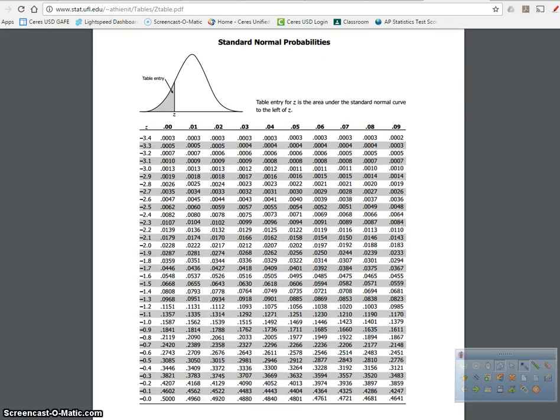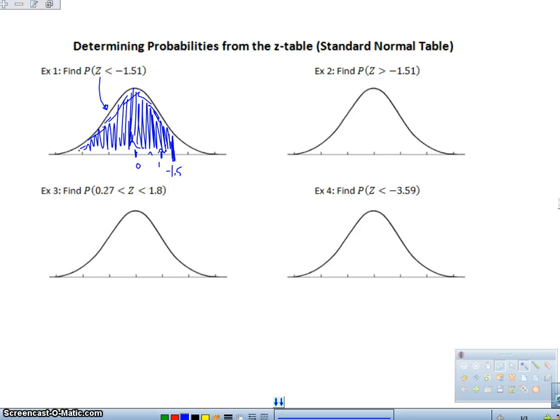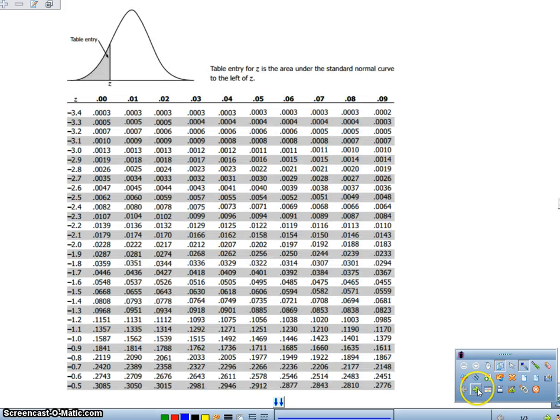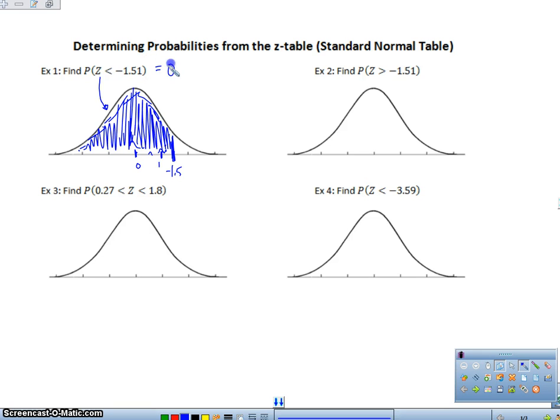So let's take a look at the first example. I'm looking for the shaded area under negative 1.5, so I'm going to look at my table and go down to negative 1.5, negative 1.50, because this is the hundredths. Negative 1.50 is right here, and this is my probability. It's 0.0668. So this is equal to 0.0668.